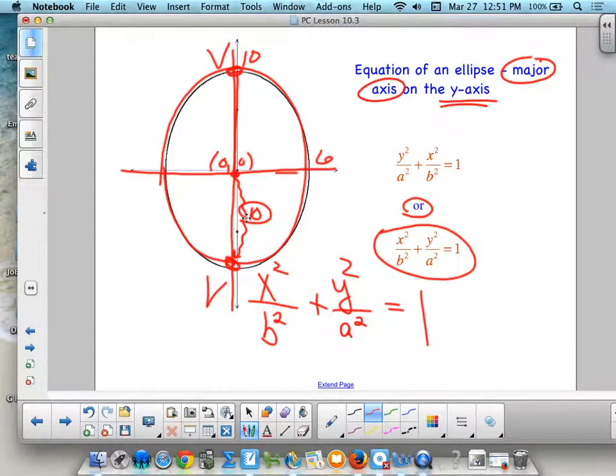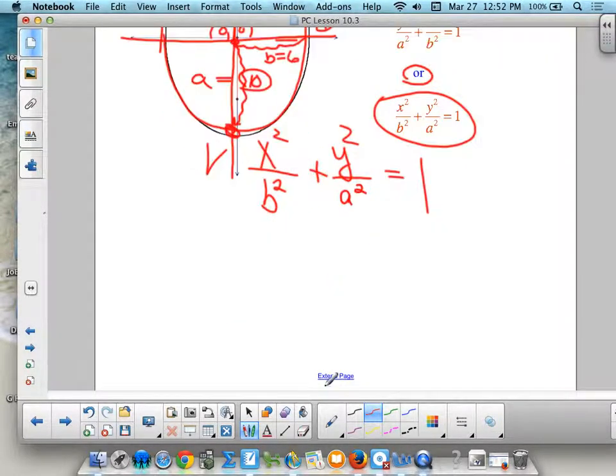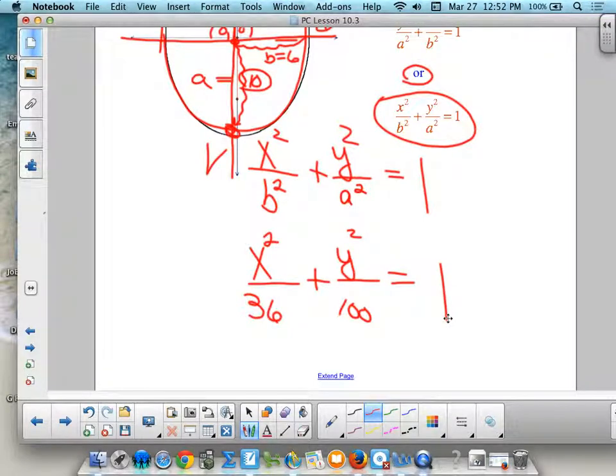By the way, the distance is always positive. The b value, this is a. The b value is what? 6, on the minor. You're right. Okay, ready? What's it going to be? x squared over 36, y squared over 100 equals 1. All that's important in that slide is you know a squared goes under y squared because the major axis was vertical. Got it? All right, here we go.